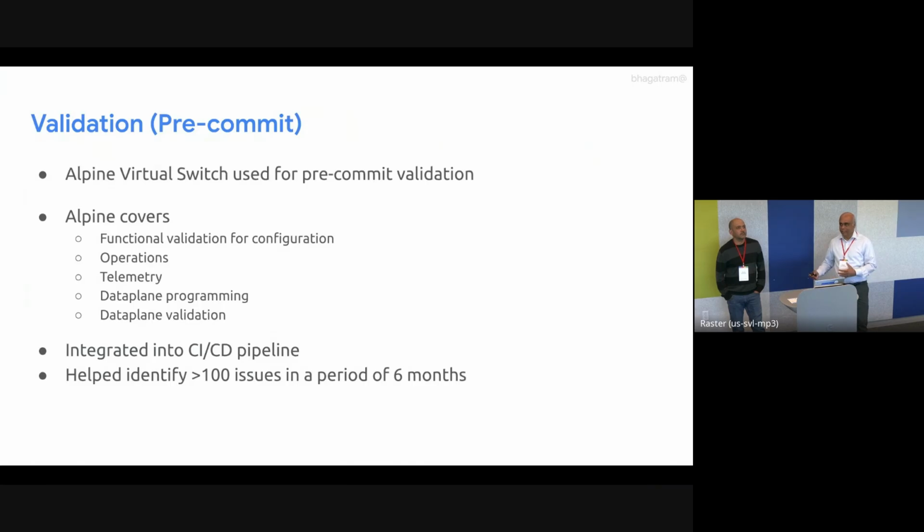This is now integrated into our CI/CD pipeline. What this allows us to do is, before code is checked in, we can test and validate that it is not breaking anything, right? So in fact, it has helped us in the last 6 months to identify more than 100 issues. Half of these issues are on new platforms that we just started. So it also brings in a velocity towards newer platforms that we adopt. Right? So we believe strongly in this, and we also are working towards giving this to the community.